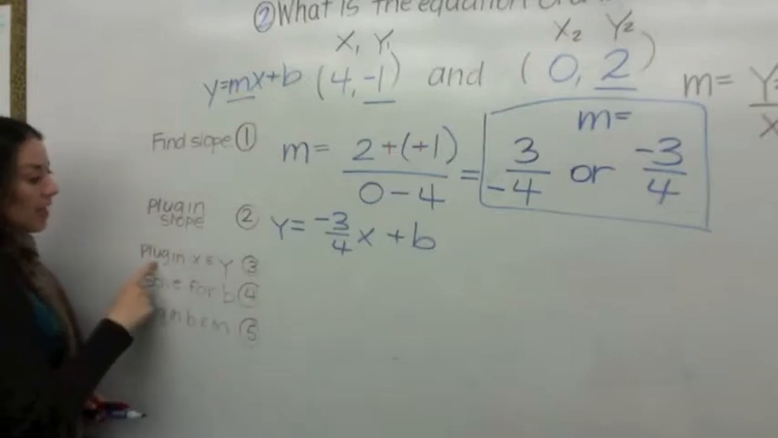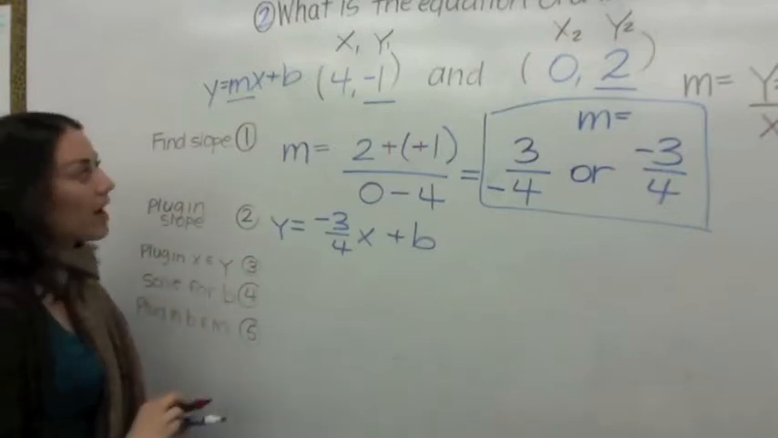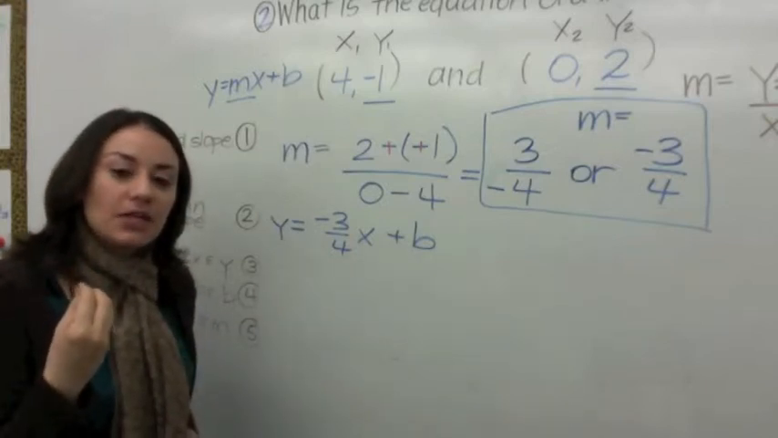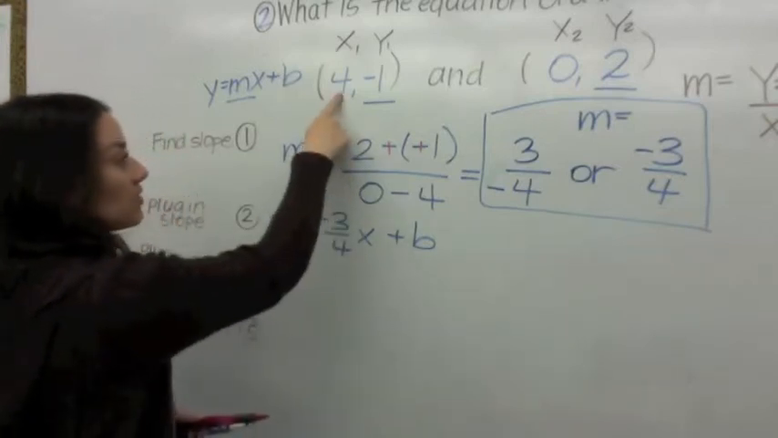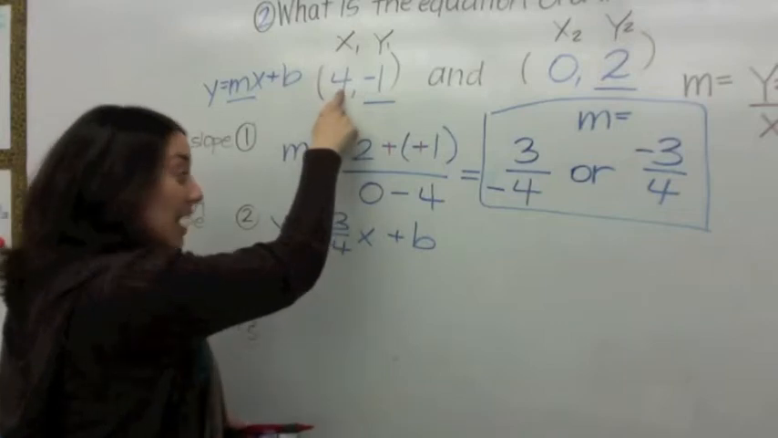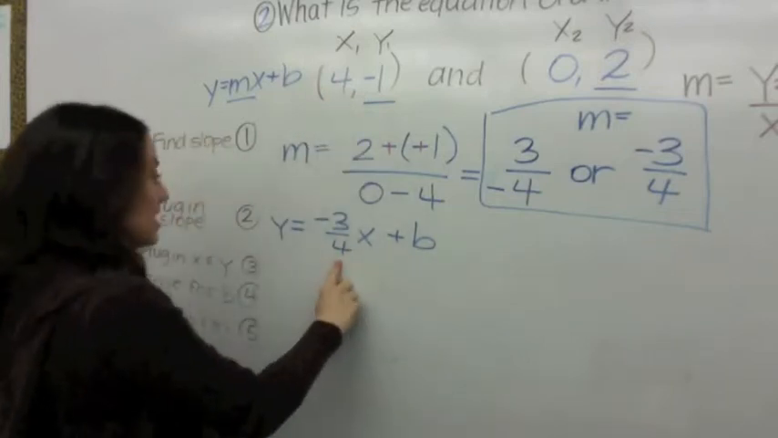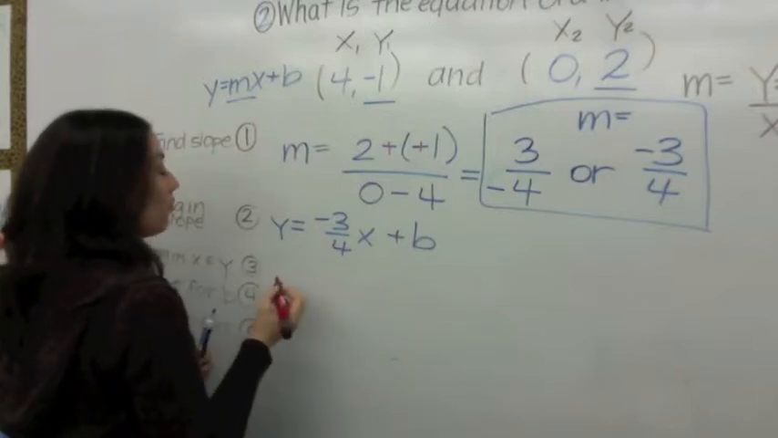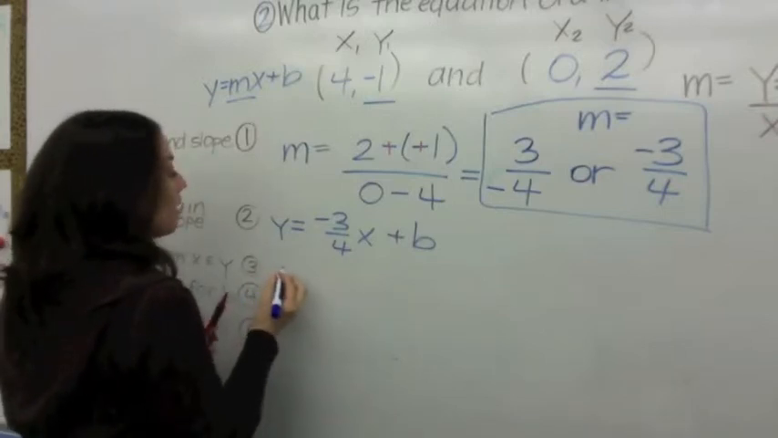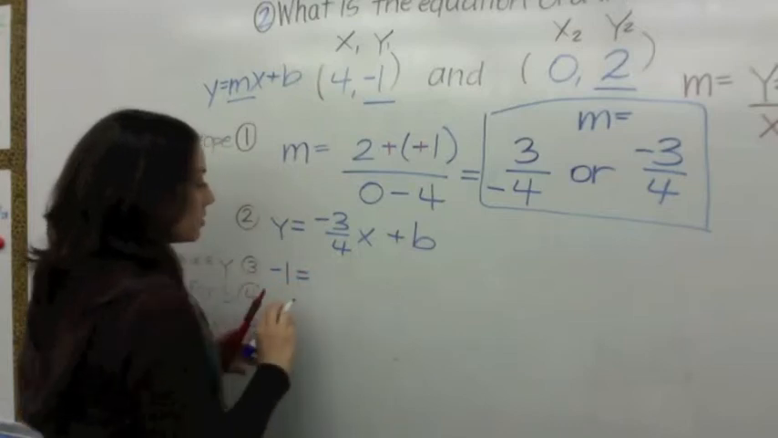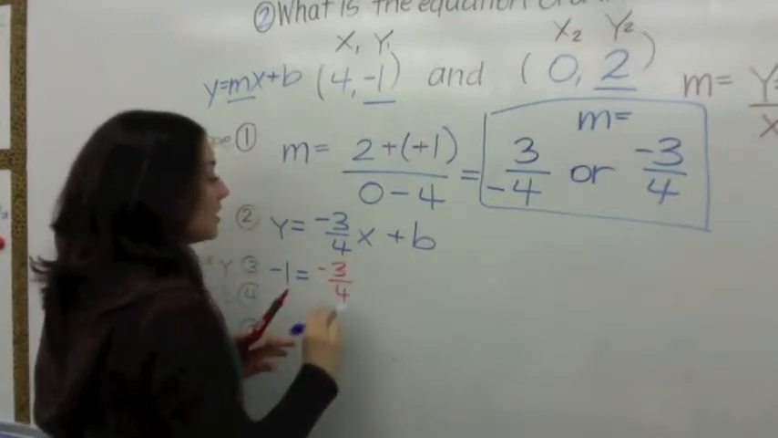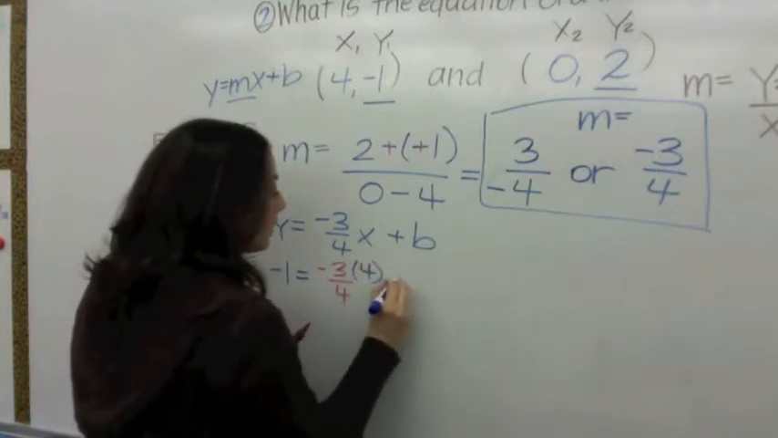Very nice. The next step is step number 3. Read it with me. Plug in x and y. All right, which point are you going to choose? The first point. And why is that? Because look at the x value. The x value is 4. Is that the same as the bottom of the fraction? Yes, so that's the one that you want to choose. Okay, so you're going to say, I know that negative 1 equals, I'm going to make the slope in red, negative 3/4 times 4 plus b.